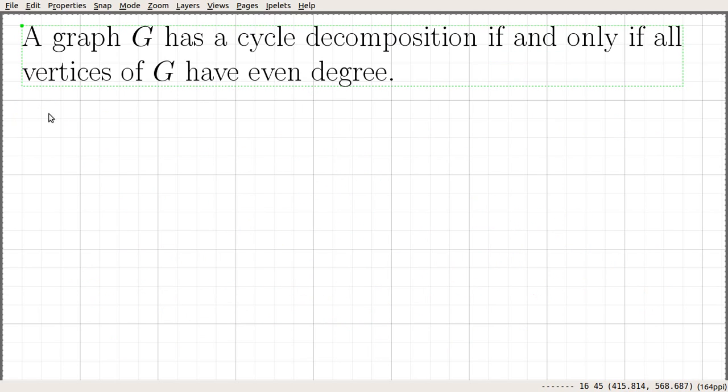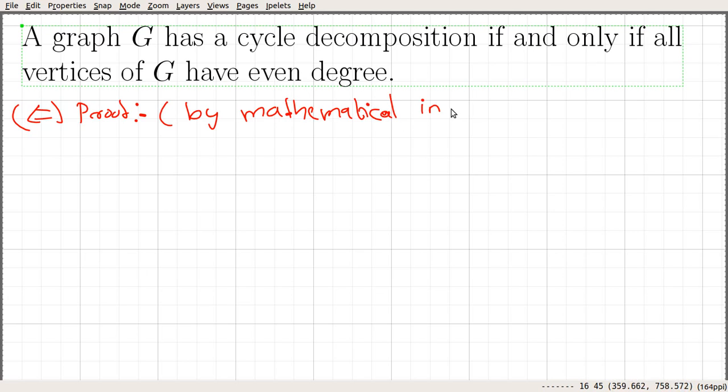So let's go and prove the other direction. This direction reads as follows: if all the vertices of G have even degree, then G has a cycle decomposition. We are going to prove this direction by mathematical induction, using a variant called the strong form of mathematical induction, and the induction is on the number of edges in the graph.